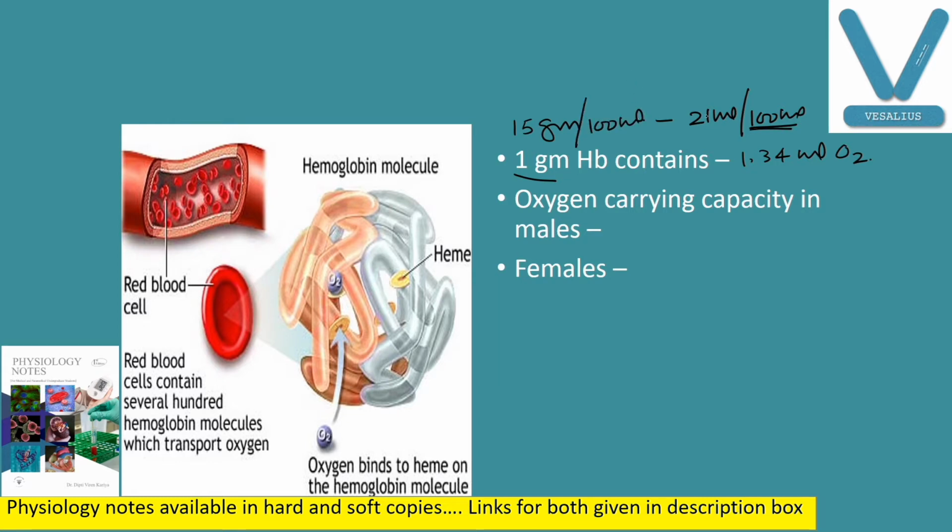So you can say that the oxygen carrying capacity is 21 ml, but because some amount of venous blood gets mixed, this becomes about 19.5 ml per 100 ml. And this is less in females because hemoglobin concentration is less in females.